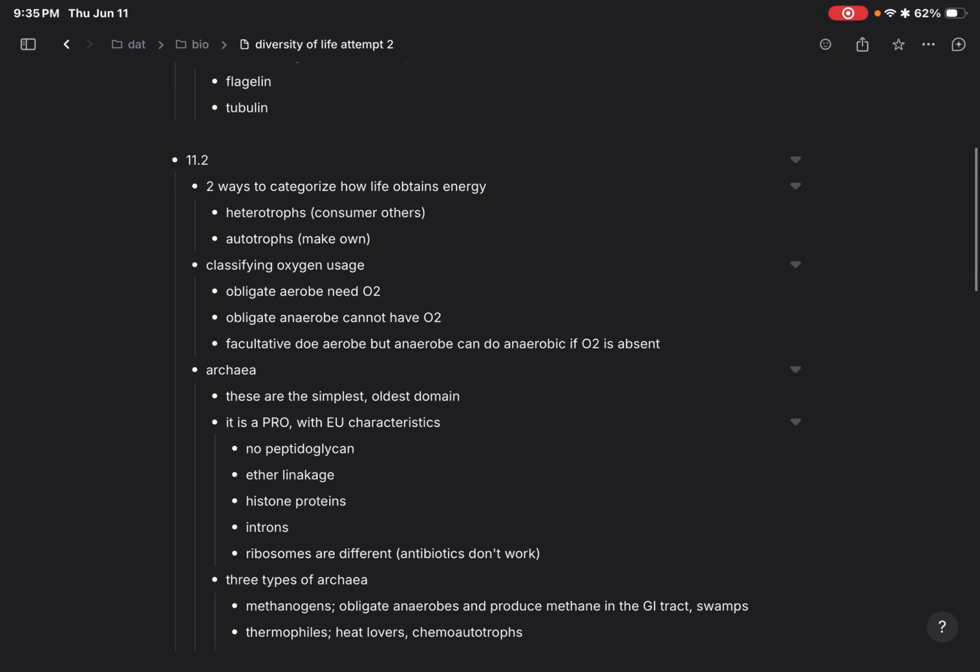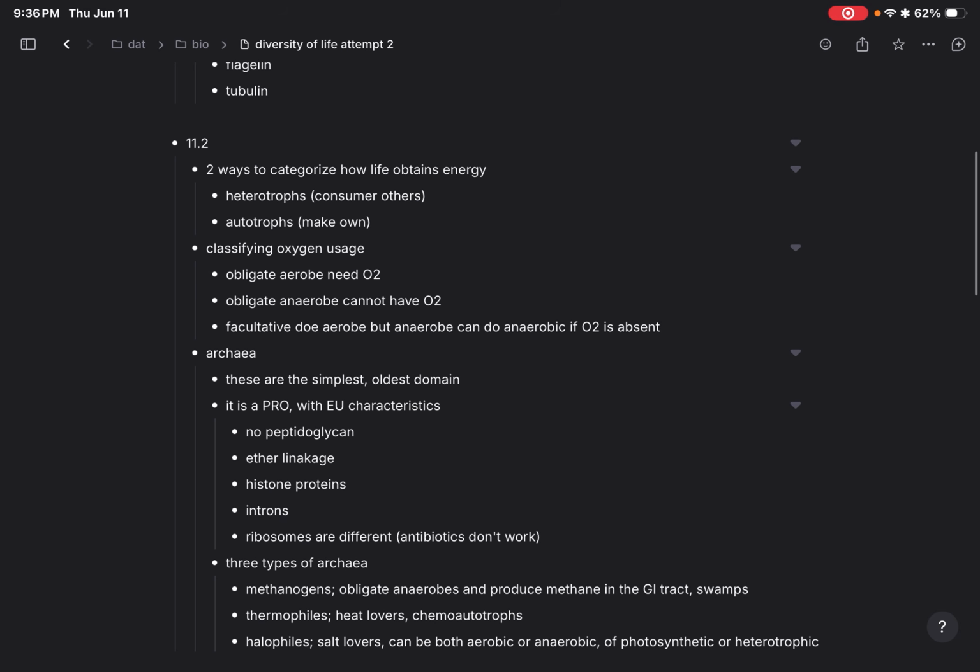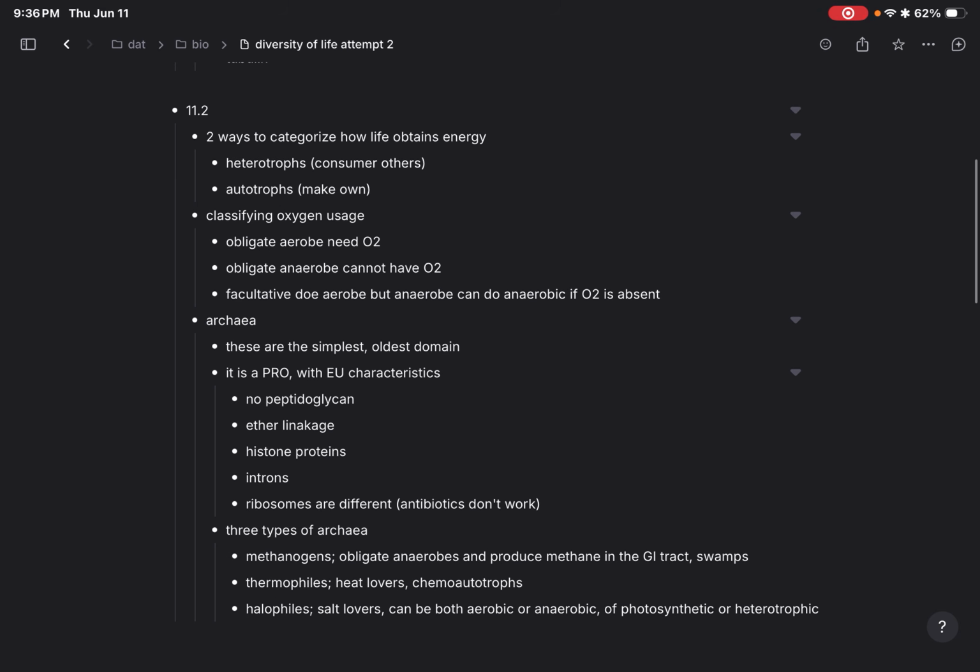There are two ways to categorize how life obtains energy: autotrophs and heterotrophs. Heterotrophs gain energy by consuming others. Autotrophs gain energy by making their own energy, like plants.